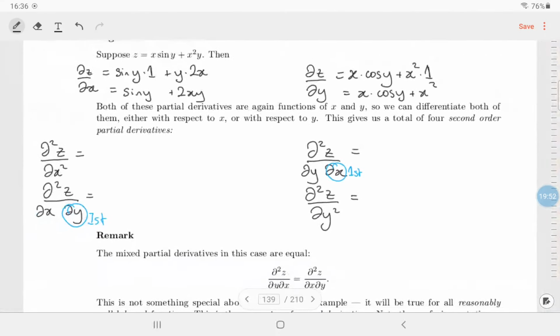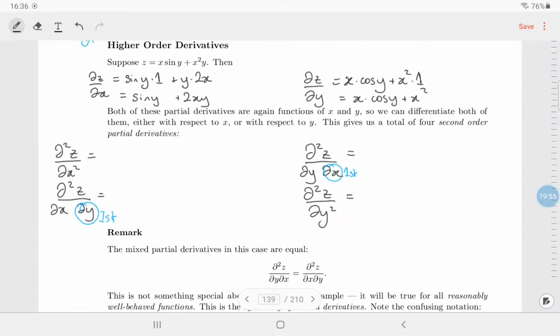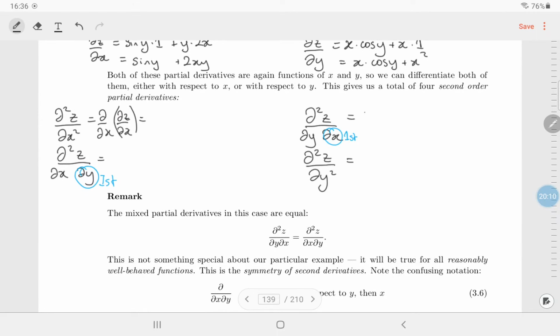I'm going to write small, just to be clear. So this means differentiate the derivative with respect to x, with respect to x again. And I'll do this for all of them. This one means differentiate with respect to y the first derivative with respect to x. This one means differentiate with respect to x the first derivative with respect to y. And this one says differentiate with respect to y and then do it again.